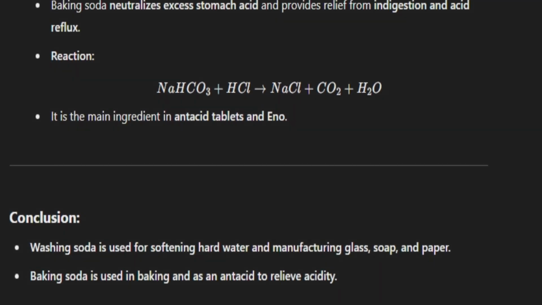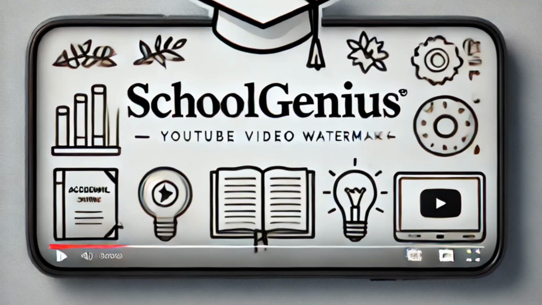Conclusion. Washing soda is used for softening hard water and manufacturing glass, soap, and paper. Baking soda is used in baking and is an antacid to relieve acidity. Now, detailed answers to all 20 questions are complete. Make sure to read them carefully for your exam.